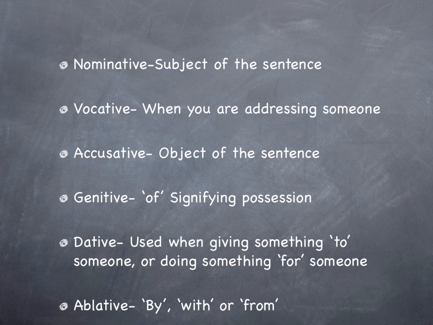The nominative case is used when a word is the subject of the sentence. The vocative case is used when you are addressing someone or something. The accusative case is used when a word is the object of the sentence. The genitive signifies possession, and we use it when we want to say of someone or something, or apostrophe s. The dative case is used when we are giving something to or doing something for someone. And last of all, the ablative, which is by, with, or from.